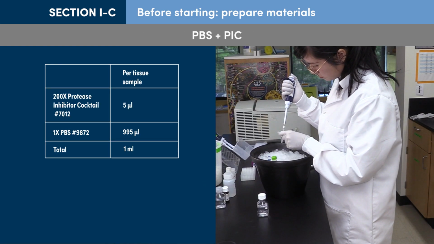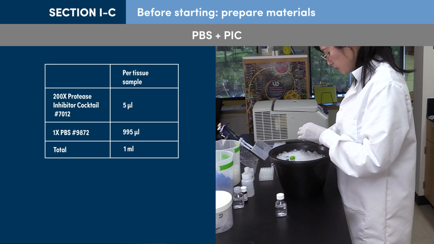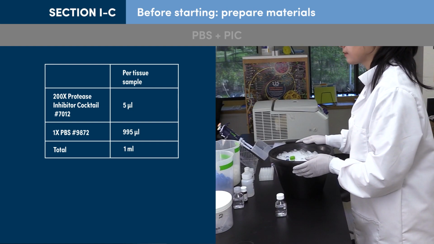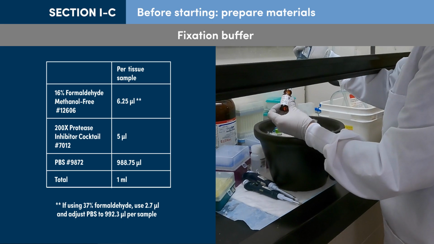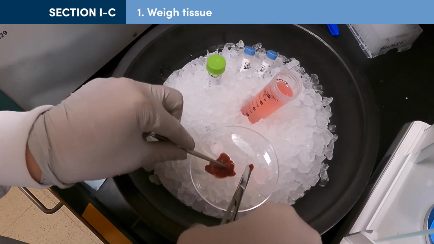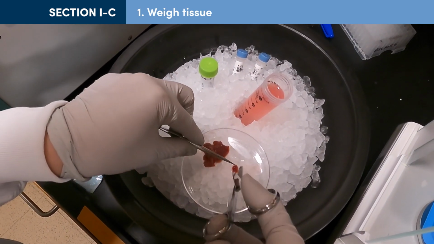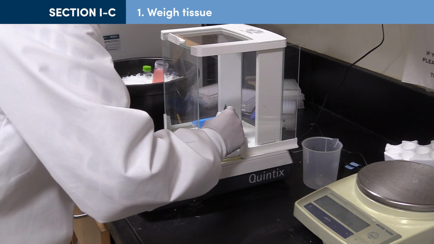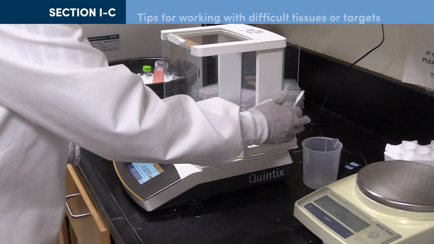Add protease inhibitor cocktail to PBS, mix by pipetting, and place on ice. In the fume hood, prepare 1 ml fixation buffer for each tissue sample. Weigh 1 milligram fresh tissue for each cut-and-run reaction, positive or negative control, or input sample.